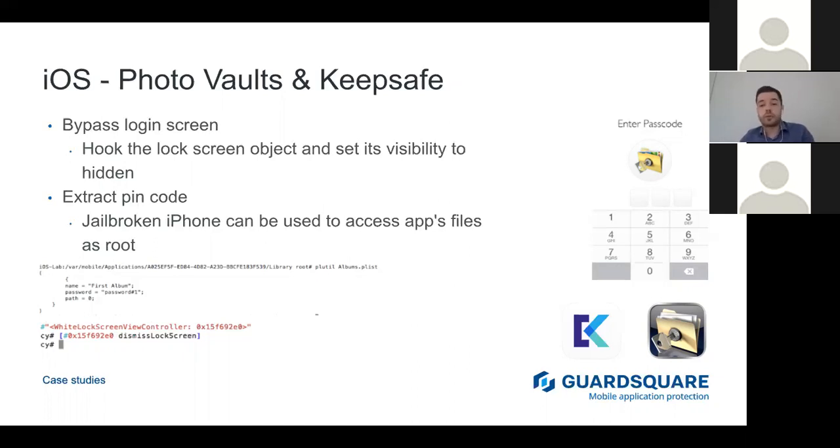Besides that, these applications also didn't implement any hooking protection. So using a tool like Frida, or in this example, Cycript, you can just call the dismiss lock screen method that's part of this interface, and that would just make the passcode interface disappear as if the passcode was entered correctly.